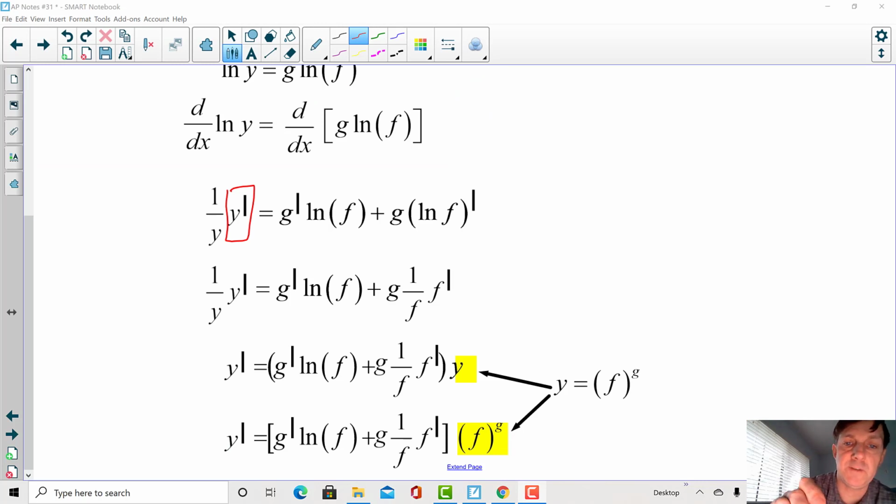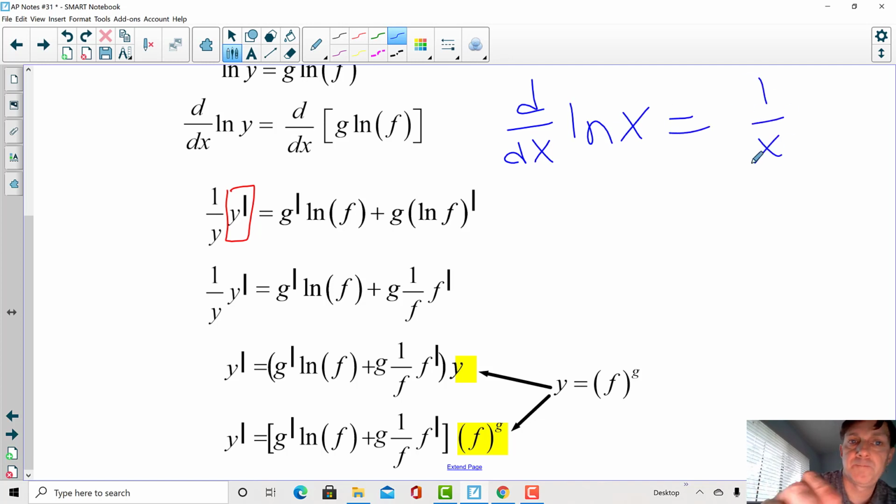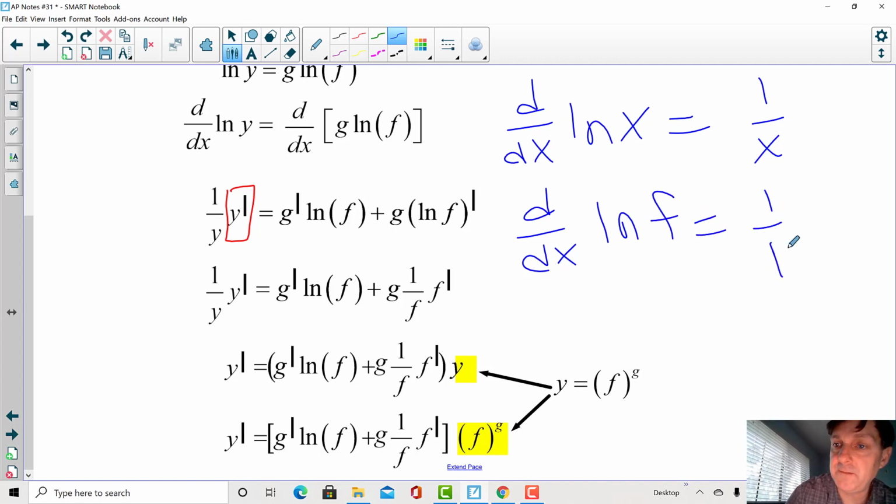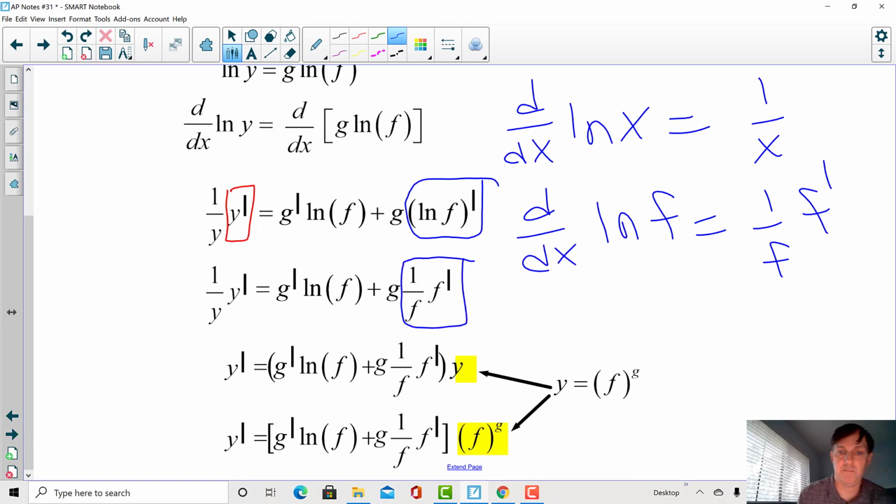We just have to do a little bit of simplifying. We don't have to really do anything with g prime. The derivative of g is just g prime. There's nothing to do there. We haven't done the derivative of ln of f yet. Remember, if it was d dx of ln of x, that's just 1 over x. We have d dx of ln of f. It's the wrong letter, so you'll get 1 over f, but then we're going to get f prime. So that goes right here. The derivative of ln of f is going to be 1 over f and then f prime.